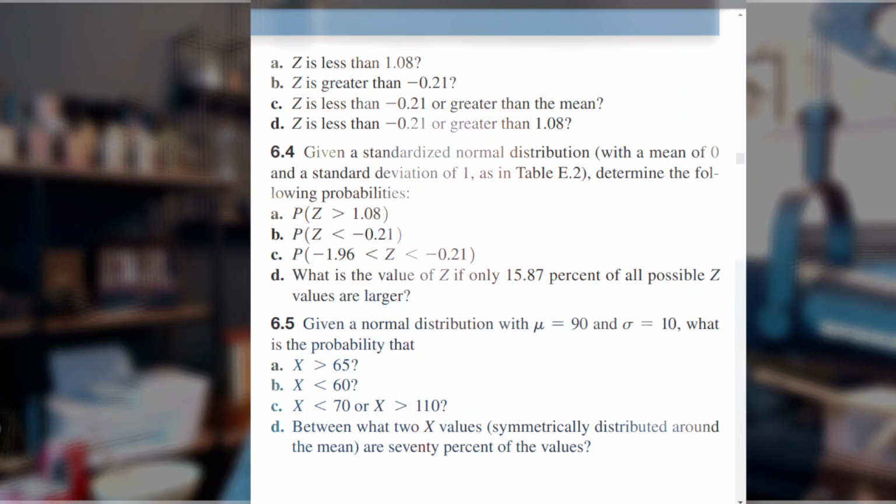So to do that, let me move this out of the way, and we are going to dive into the problem. The first thing we want to do is write out some of our information. So mu is 90, and sigma is equal to 10. Great. So with that in mind, we want to answer a couple of different problems. We'll start out with the first one. A is that x is greater than 65.